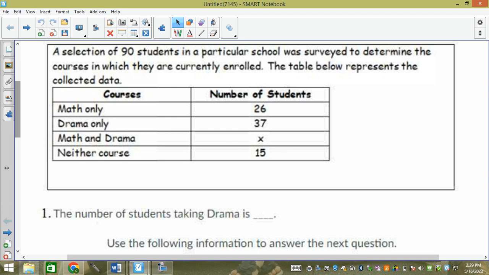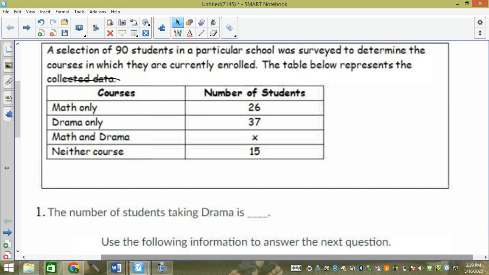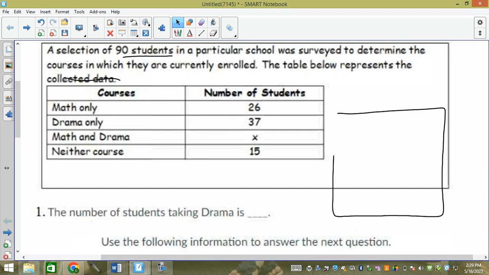So it says there are 90 students. Awesome. Oh, good. Cool. It just does it when it wants. So I have math and drama.